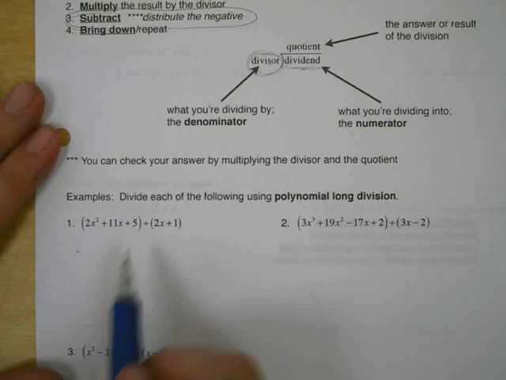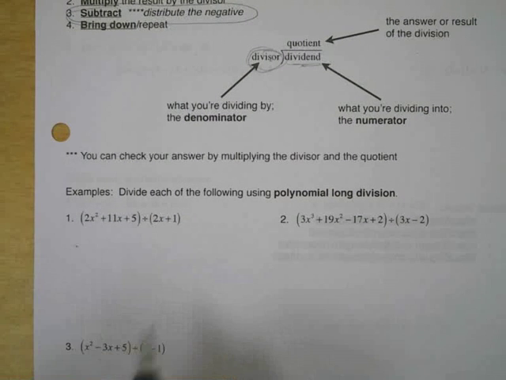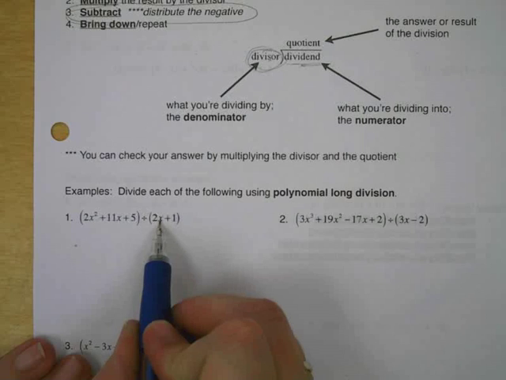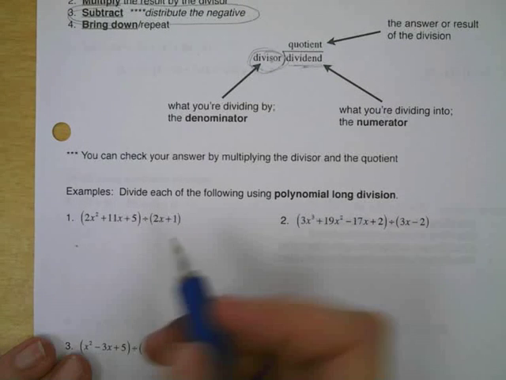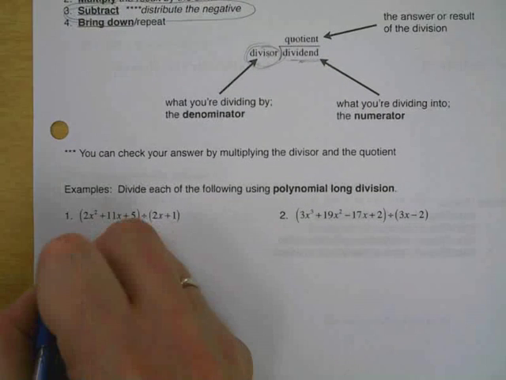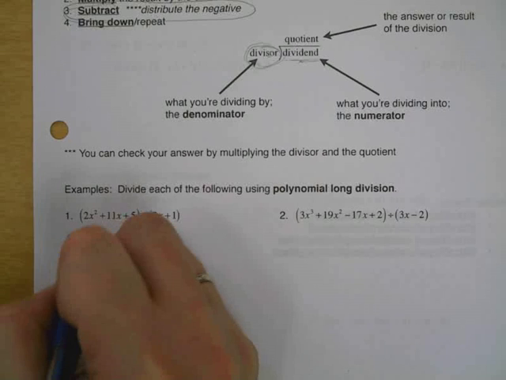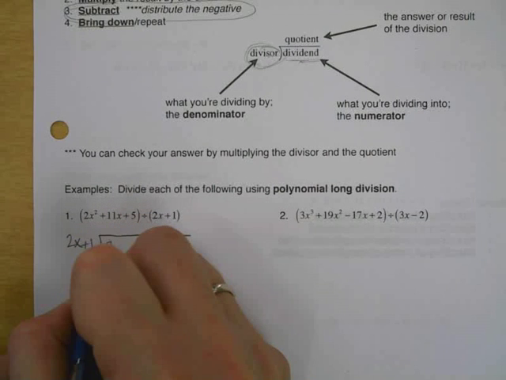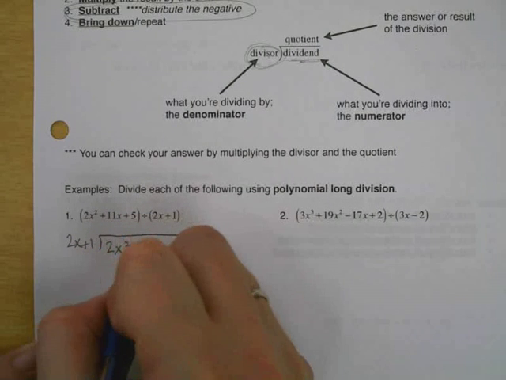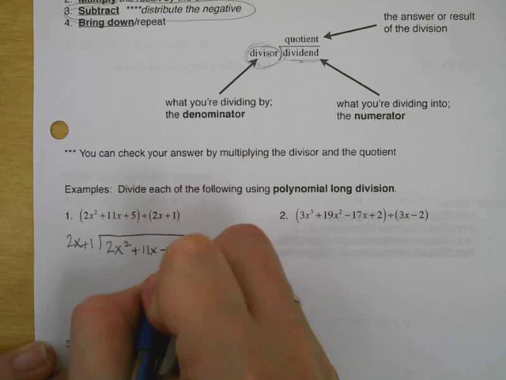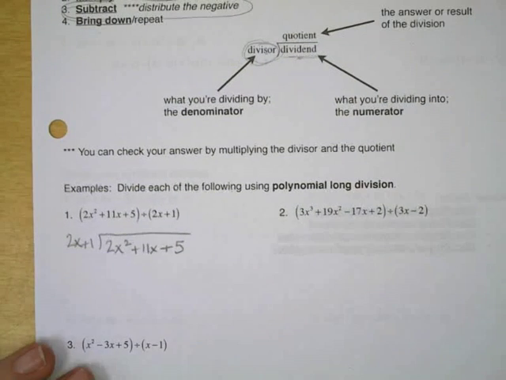All right, so let's pick up from where you were the other day. Only difference between this first example and what you did for homework is there's some numbers with it. There's a 2 out here. I'm taking 2x plus 1, and I'm dividing that into 2x squared plus 11x plus 5.